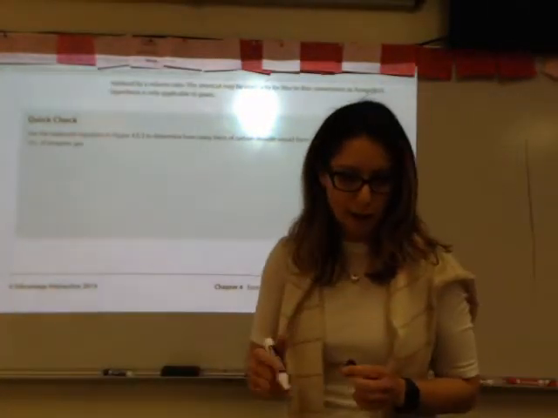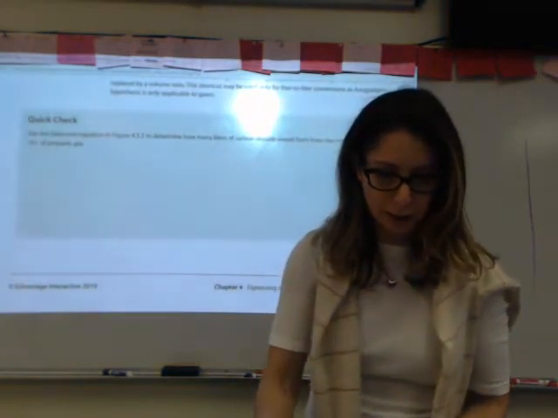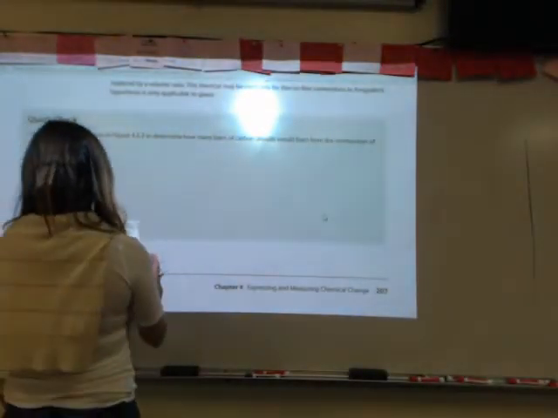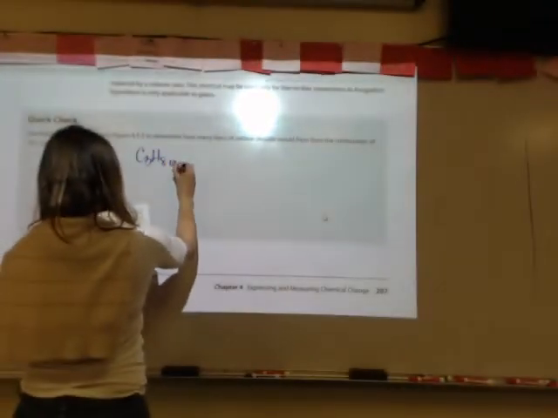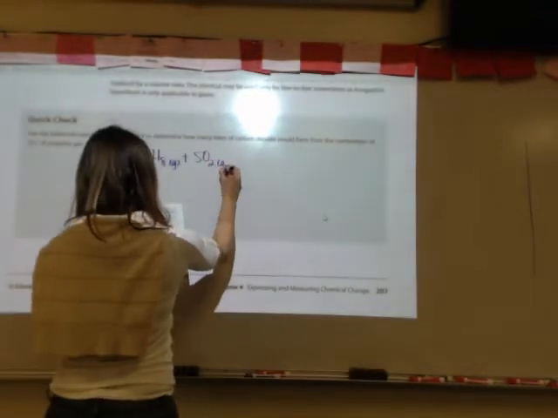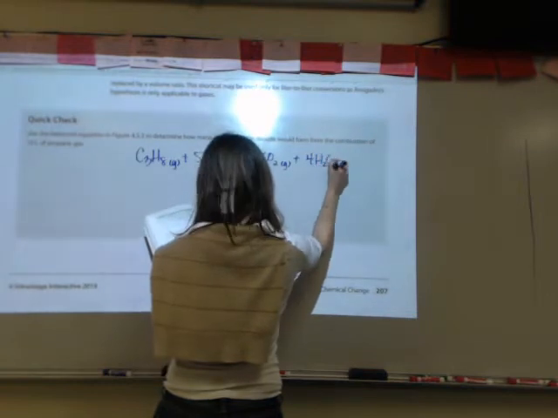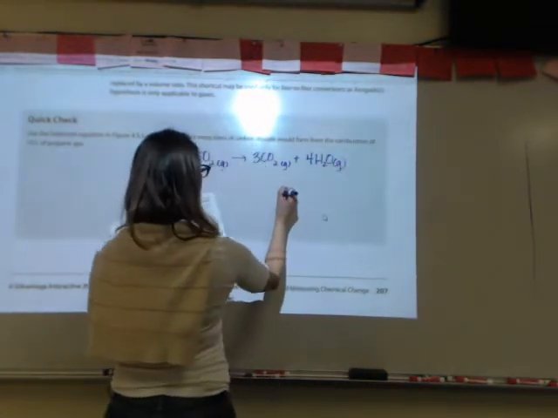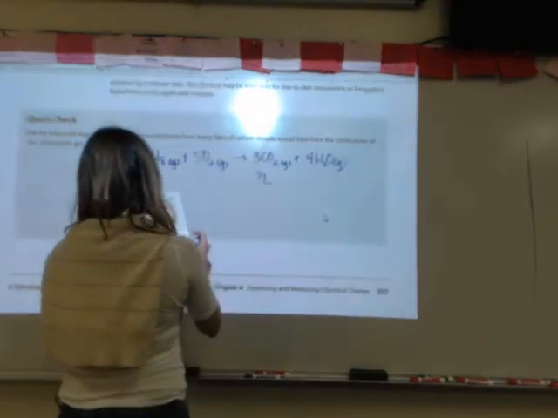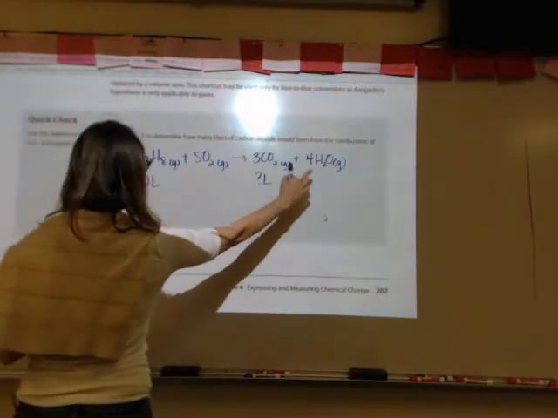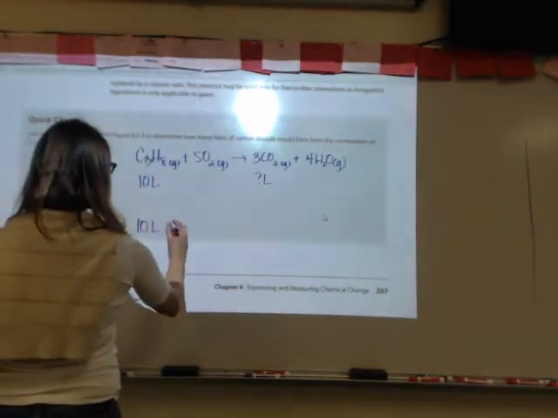So if you take a look at the quick check, it says use the balanced equation in the figure above to determine how many moles of carbon dioxide would form from the combustion of 10 liters of propane gas. So we are using this example above. We want to know liters of carbon dioxide gas forming from 10 liters of propane. So since these are all gases, I can use the coefficients as liters.